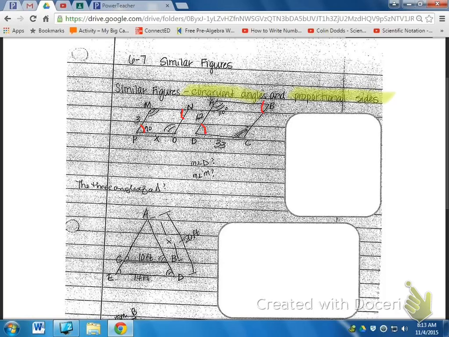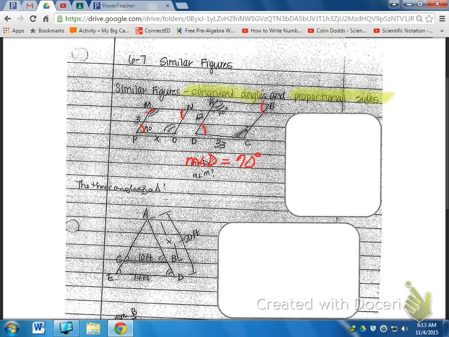So angle P is 70. It asks right here, what is the measure? That's what the little m means. The measure of angle D would be what? Anybody know? If angle P is 70 with one arc, what would the measure of angle D be? It would have to be 70 degrees as well.